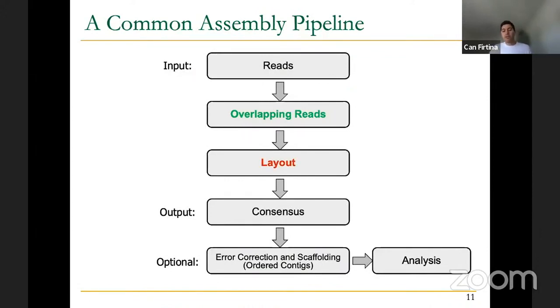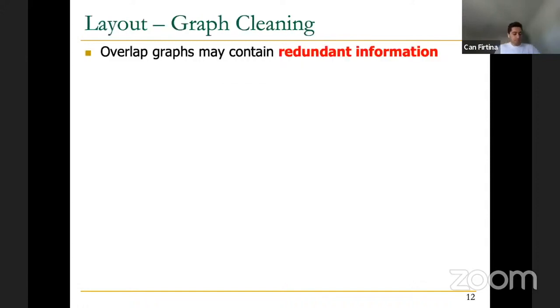So I'll now quickly talk about the layout step. The layout step can be considered as the graph cleaning step as well. We want to make the graph as simple as possible. We do this because overlap graphs may contain redundant information, and we want to get rid of it. So what are these types of redundant information?